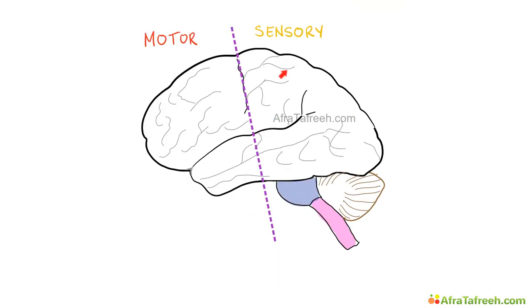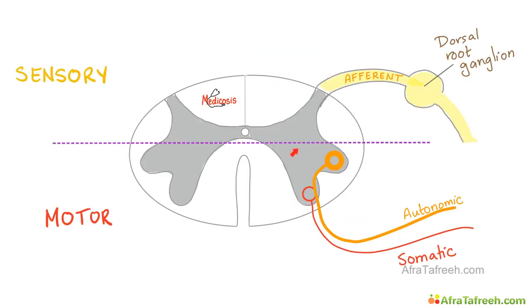Let's start with the basics. Here is your brain. Draw a line in the sand. Anything in front is motor, anything behind it is sensory, with some exceptions. Same thing in the spinal cord. Draw a line in the sand. Anything in front, motor, anything behind, sensory, with some exceptions. For example, the dorsal root ganglion is behind the line. It is sensory. Autonomic fibers and somatic fibers go from here, and they are anterior to the line. They have motor functions. Afferent is sensory, efferent is motor.